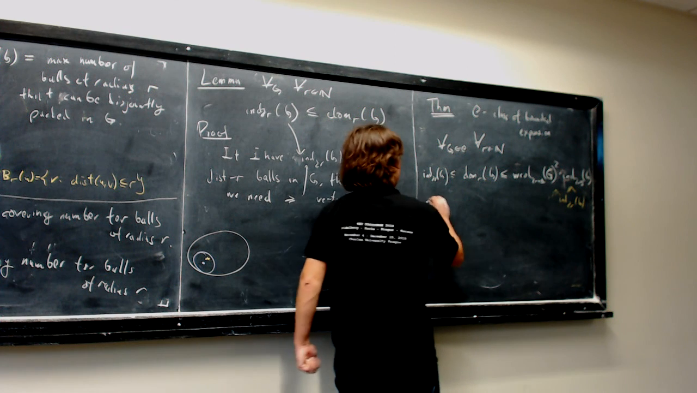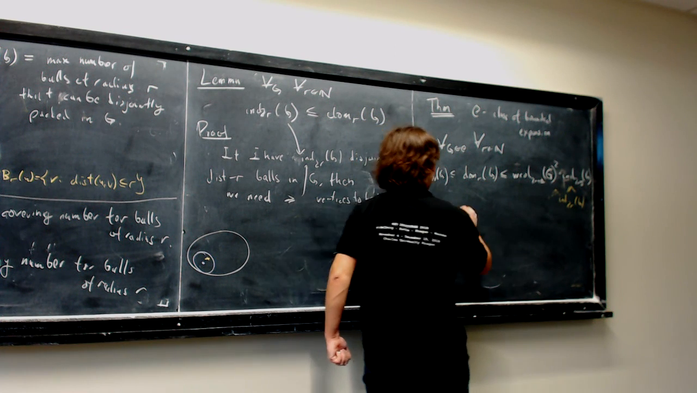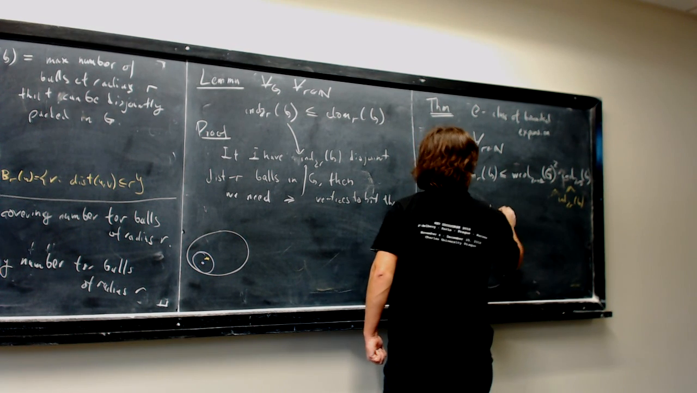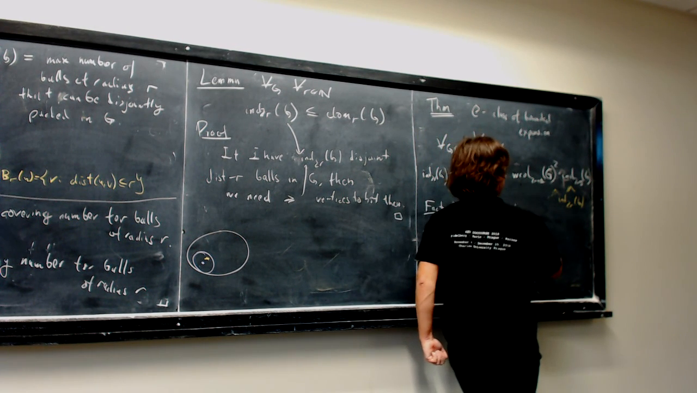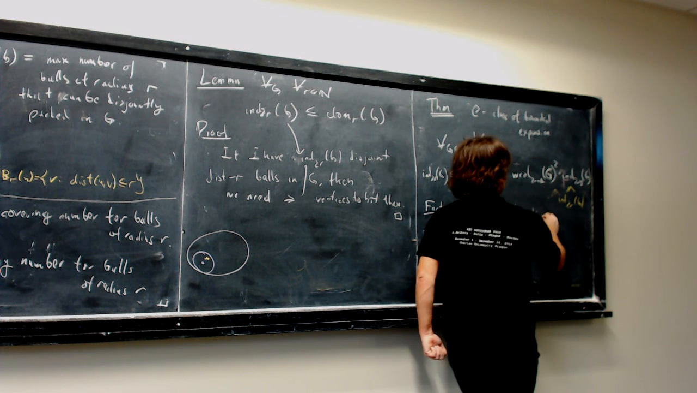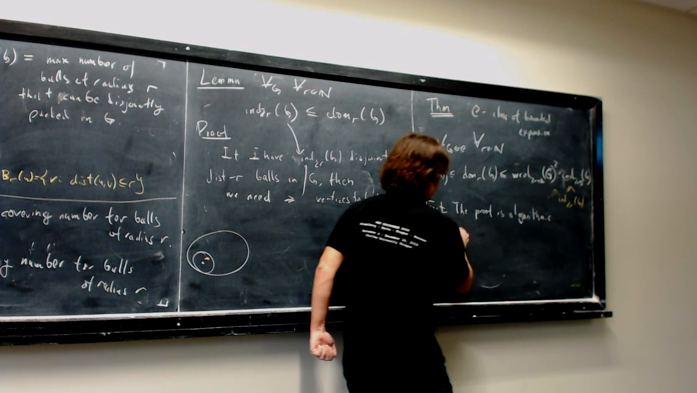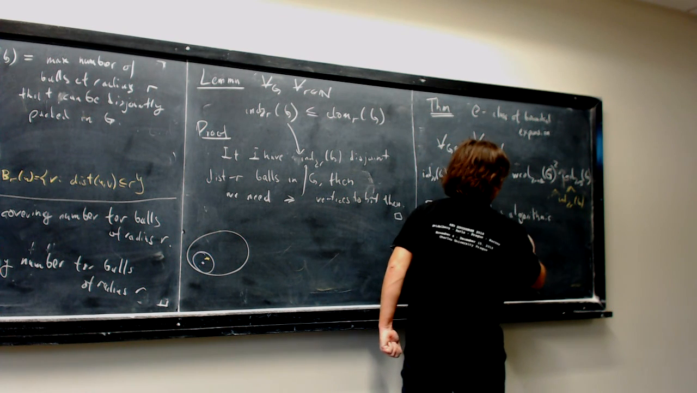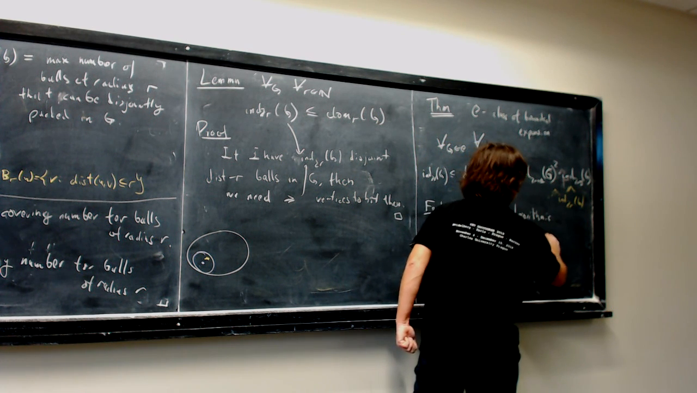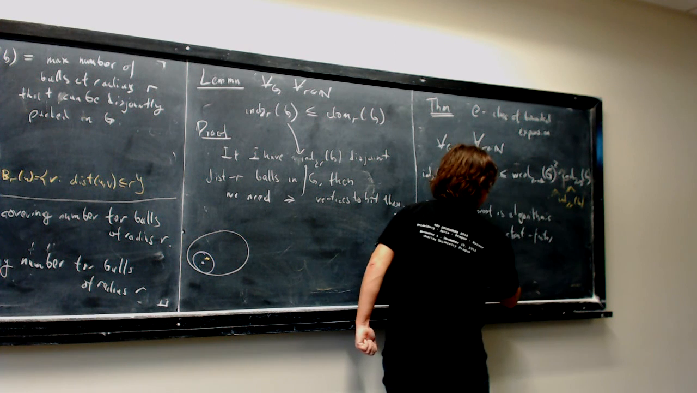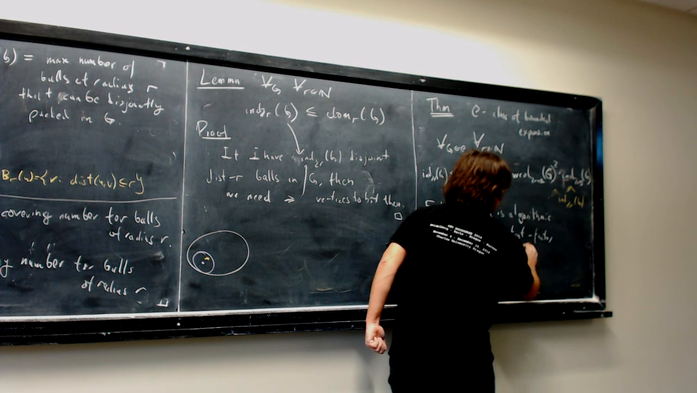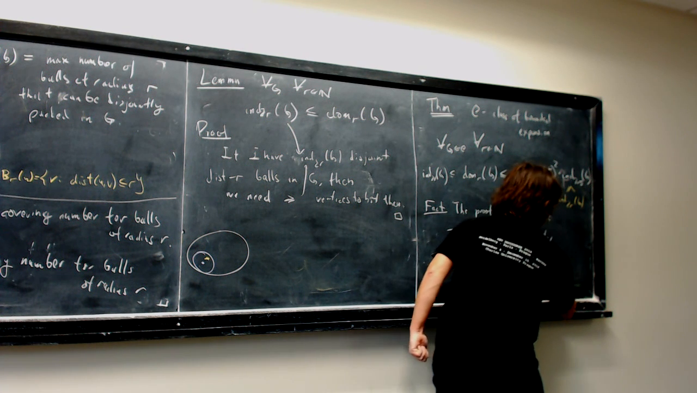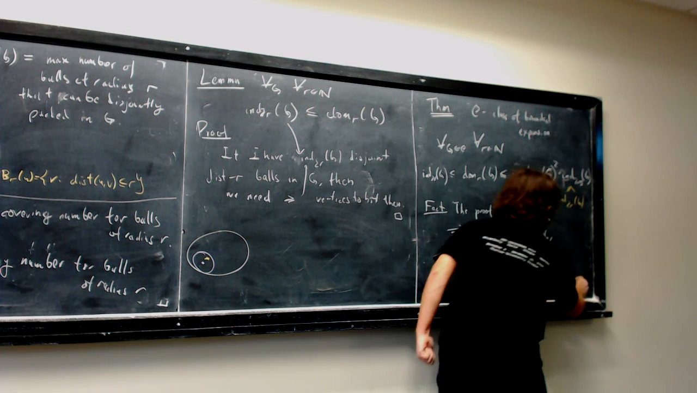And the fact is that this proof is algorithmic, in the following sense: it gives a constant factor approximation both for the domination number at distance r and the independence number at distance 2r.